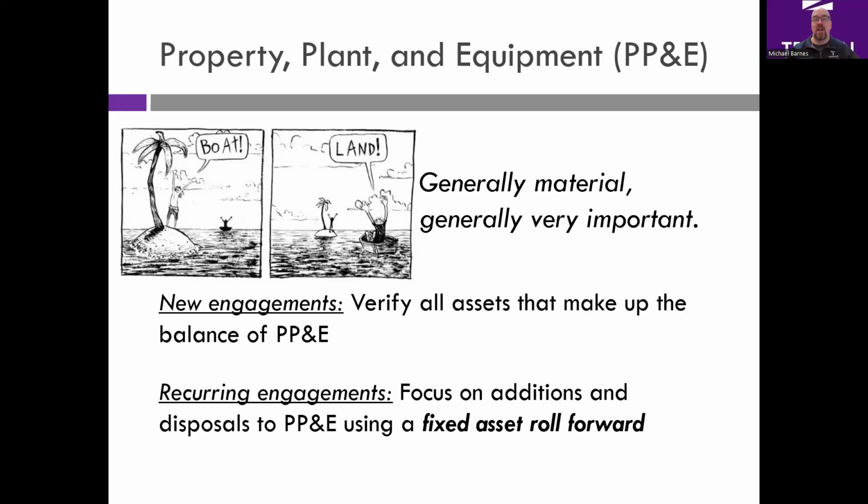And we talk about this item called a fixed asset roll forward. What does that mean? Basically, it means that we're going to focus on changes. We're going to focus on changes in what the balances are.